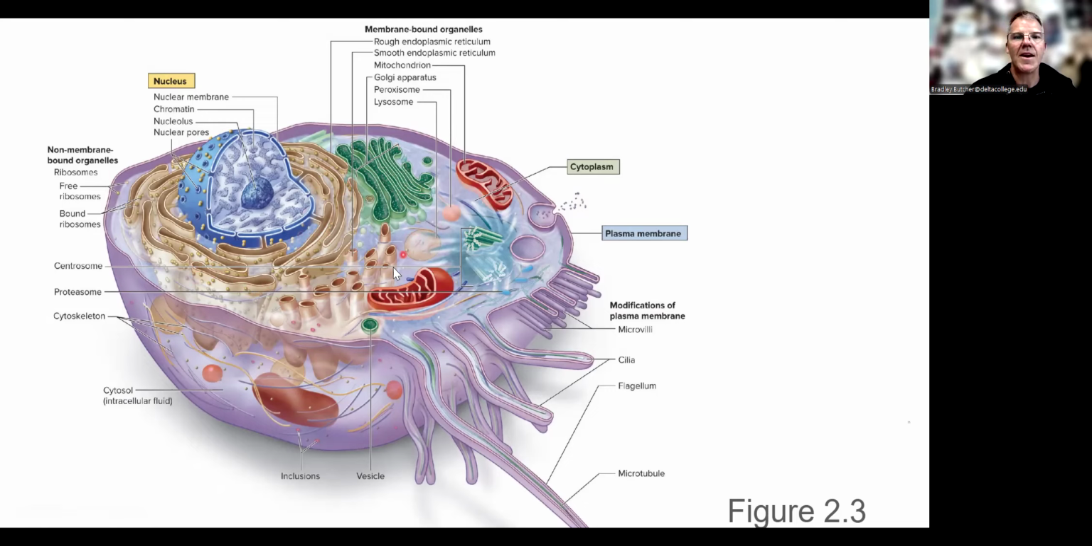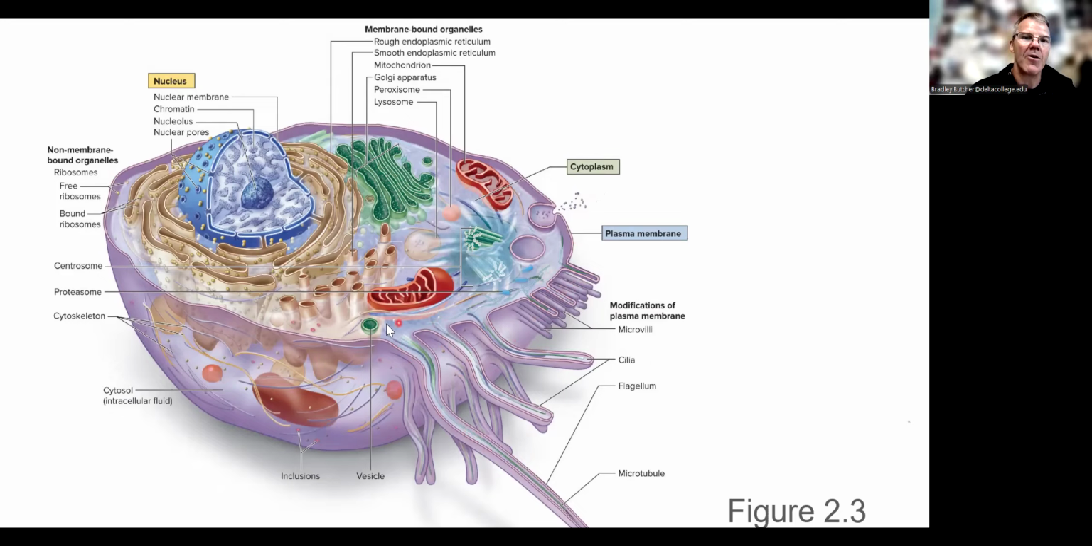All of the organelles are bathed in a soupy liquid called the cytoplasm. And then some cells, not all cells, will have protrusions called microvilli or cilia or flagellum or microtubules. Those are extra features that some cells will have.